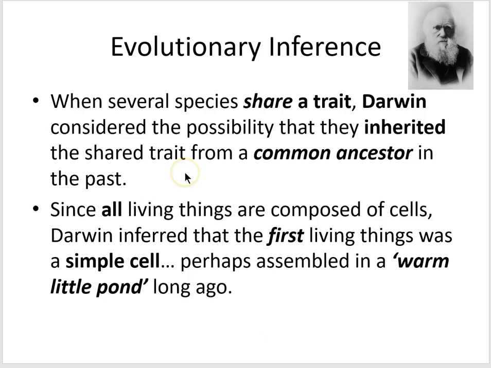Darwin also speculated about the origin of life. You'll recall that when several species share a trait, Darwin's going to consider the possibility that they inherited the shared trait from a common ancestor in the past. Well, since all living things are composed of cells, Darwin inferred that the first living thing, too, was a simple cell, perhaps assembled in a warm little pond long ago.